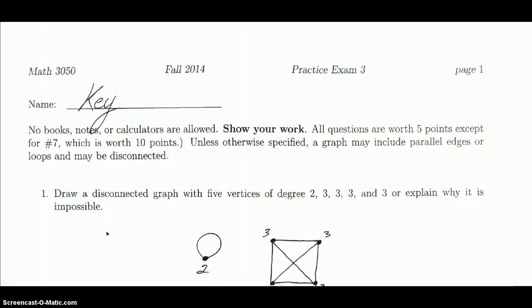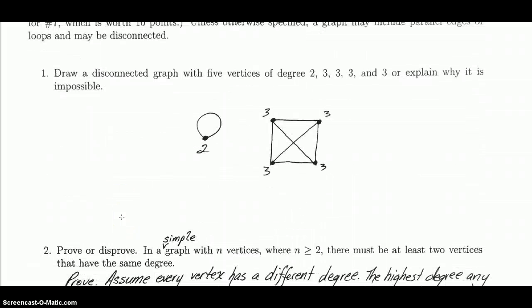Okay, well, let's try going over the practice exam solutions here. So number one, we have to draw a disconnected graph with these vertices, or explain why it's impossible. One thing we can do first is just add up the degrees of each vertex. So we'd have 2 plus 3 plus 3 plus 3 plus 3, and that would give us 14.